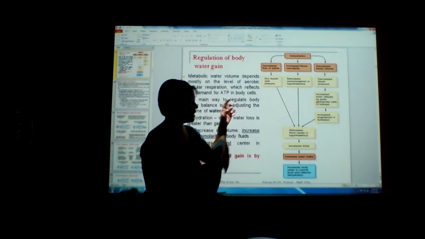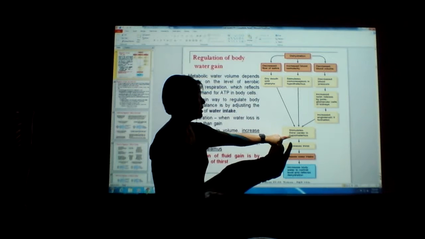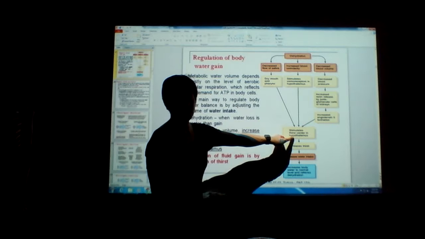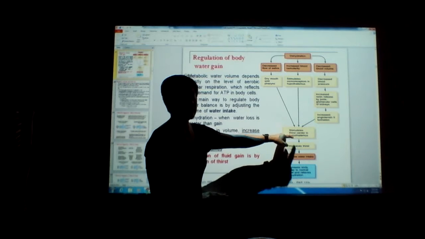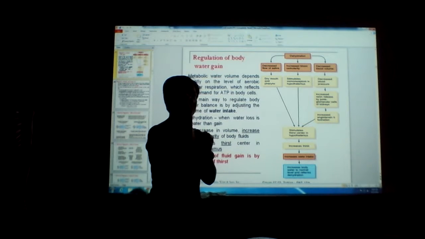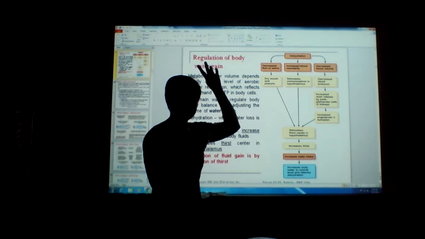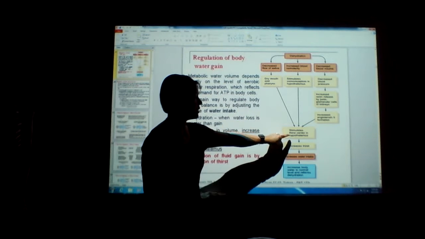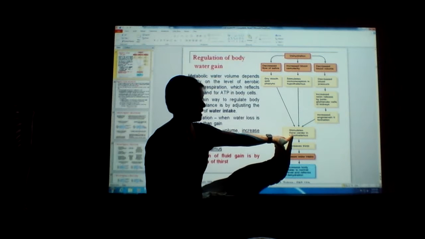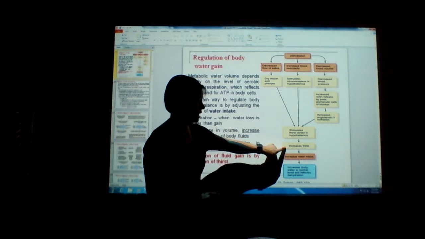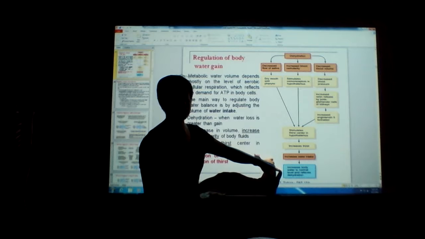And thankfully, we have the hypothalamus, H for homeostasis. Okay? So your hypothalamus, if it's receiving blood that's low in water, you have osmoreceptors there. So they trigger the thirst center. Then you become thirsty and you increase your water intake.